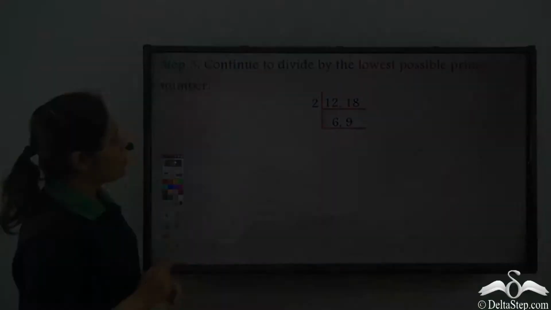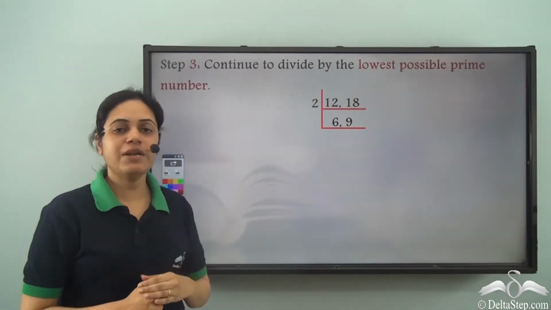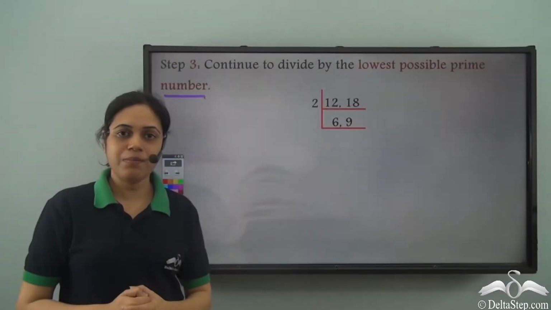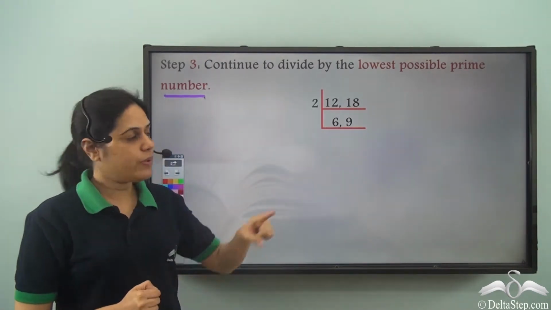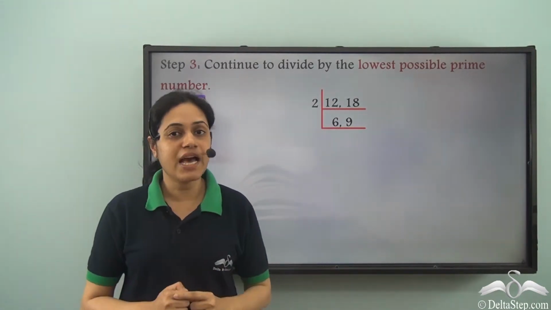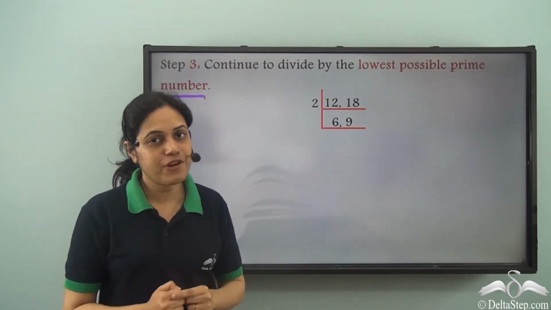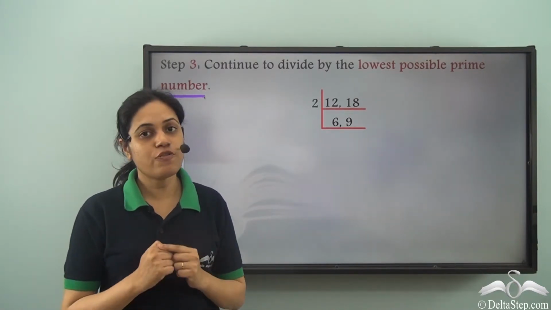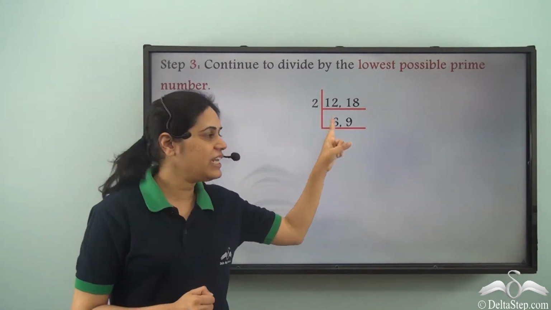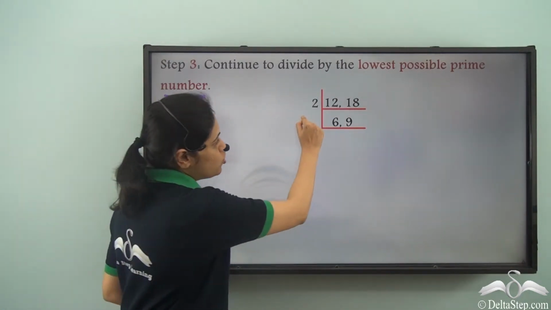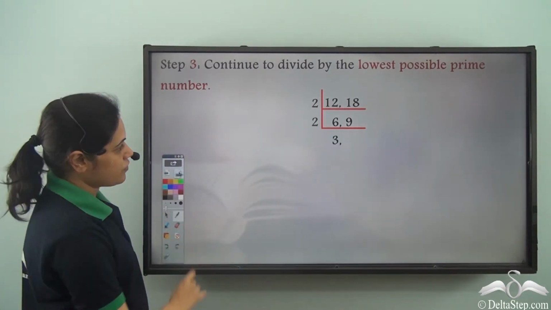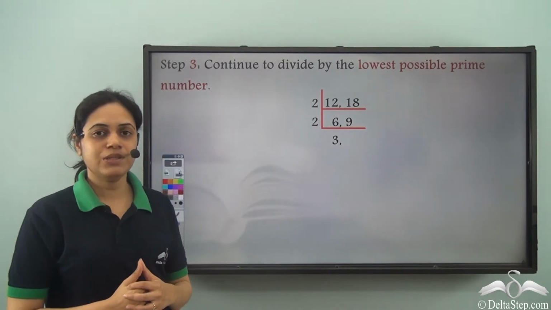Now I need to continue to divide by the lowest possible prime number. What is the lowest possible prime number? 2, because 2 divides 6. Note that 2 does not divide 9, but still I will consider 2. So in case of LCM, I will consider the numbers which divide any one of the numbers. So 2 divides 6 to give the quotient 3. This is what I have.